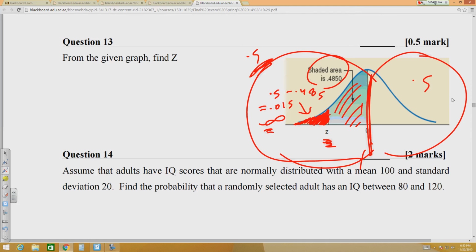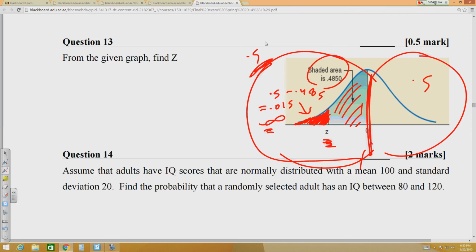To know where the area is, where the Z is, what do I do to fix it? Do I need to add something? Do I need to subtract something? It simply comes from knowing the characteristics of the curve. The curve is symmetric. The curve has half here. So the total area is 1. Knowing these things will help you figure out what to do.